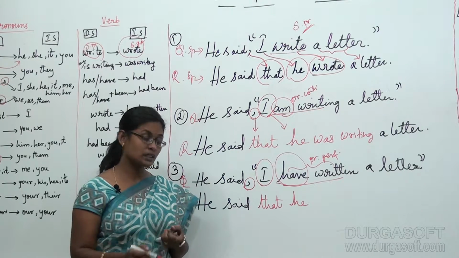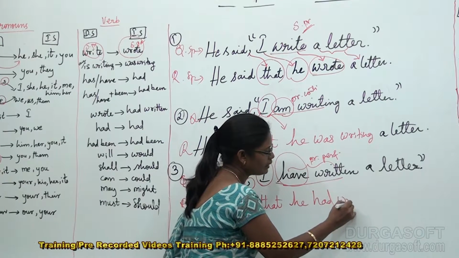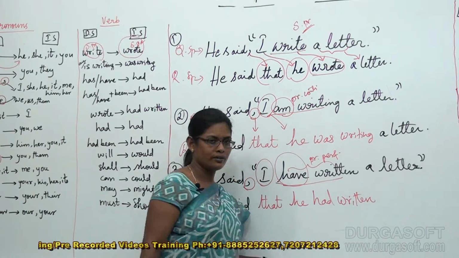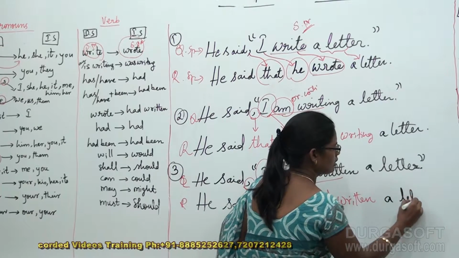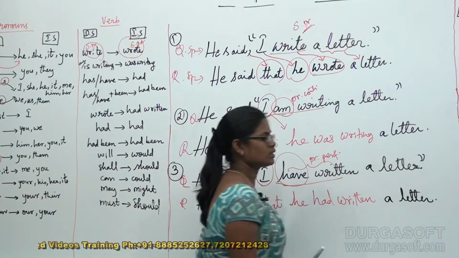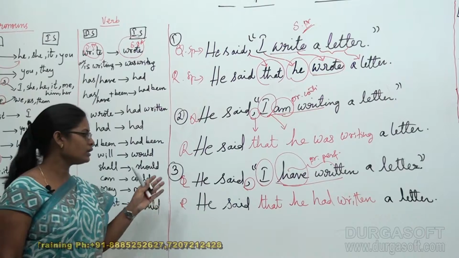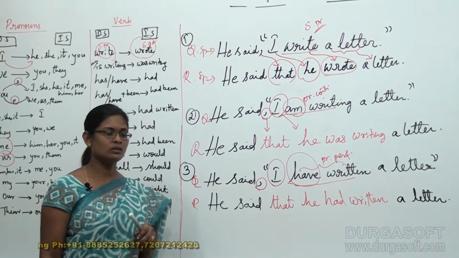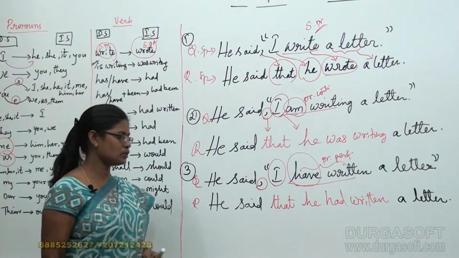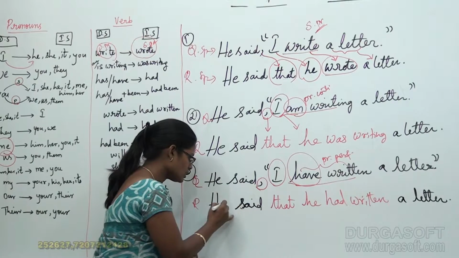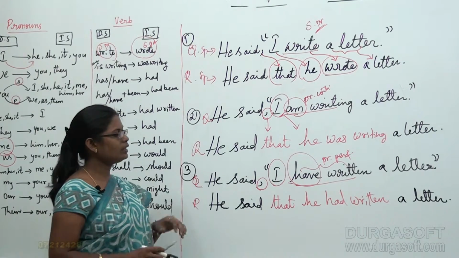So what is the word for past perfect tense? Had. Very good. Had written, and the remaining part, the object, we are going to bring as it is. A letter. That's it. No inverted commas as we had in our quoted speech. We do not end it with inverted commas in the reported speech, just end it with a full stop.